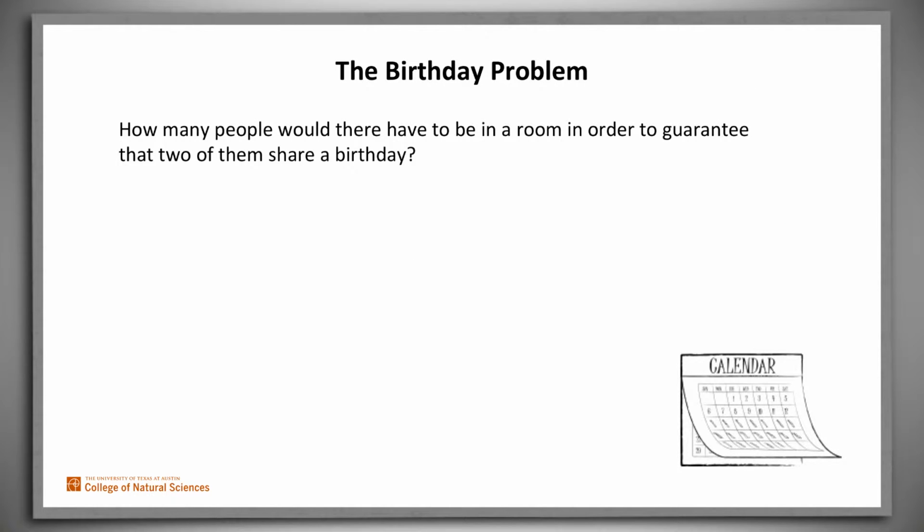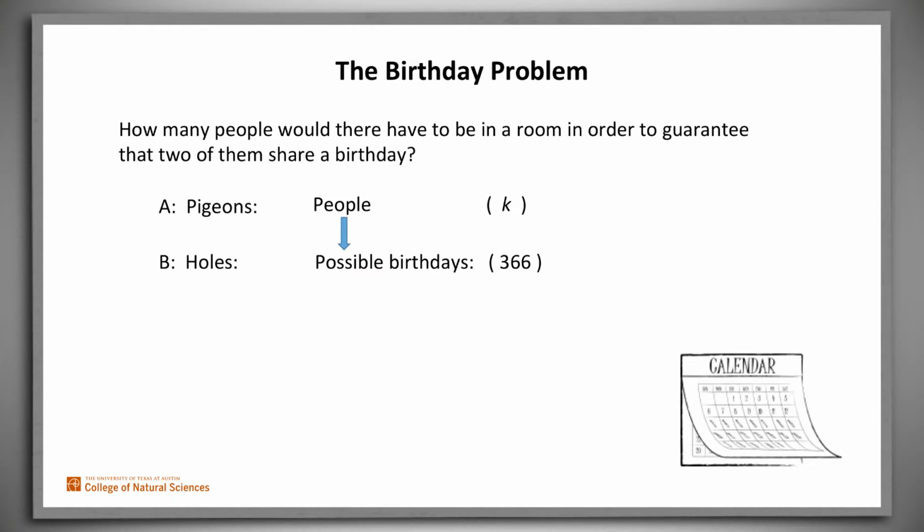Now let's do an example where we use the pigeonhole principle to solve a problem. How many people would there have to be in a room in order to guarantee that 2 people share a birthday? To use the pigeonhole principle, we must define a set A, call it the pigeons, and a set B, call it the holes, such that our goal is to map elements of A to elements of B. Well, we want to let A be people who have to be mapped to elements of B, possible birthdays.